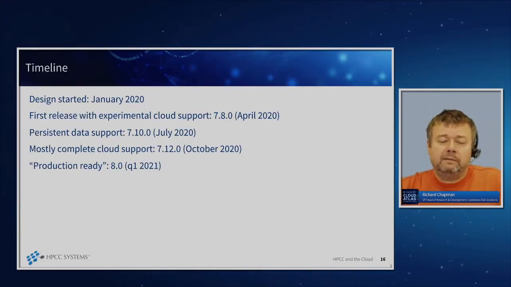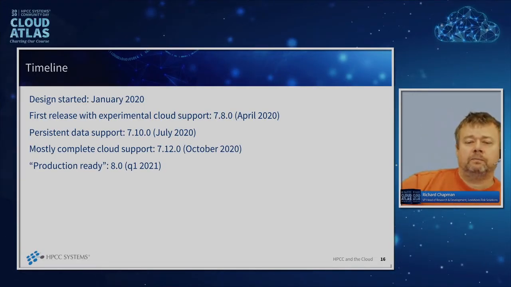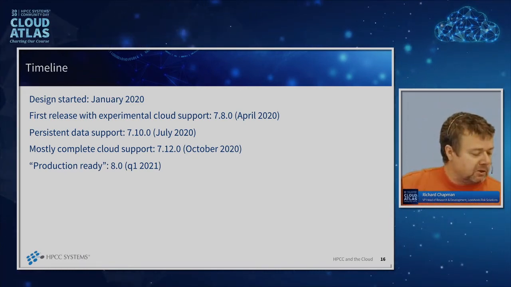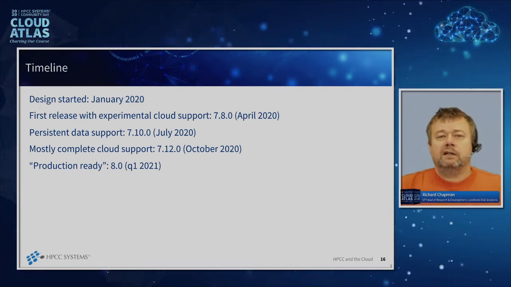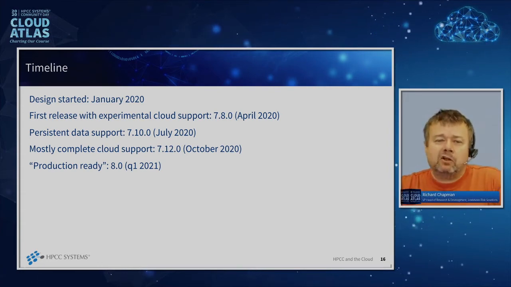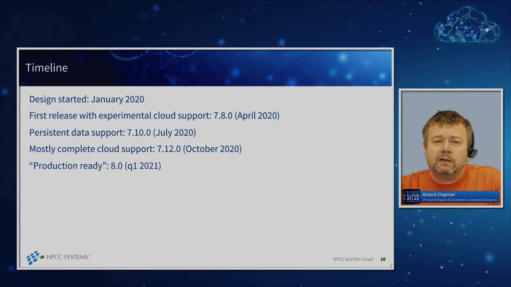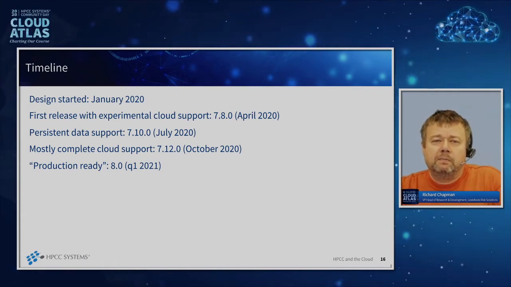So that's the plan. How far have we got? As mentioned previously, the design and initial timeline were completed back in January. In April, release 7.8 had the first experimental Kubernetes support, including the ability to bring up a containerized system with all HPCC components, but without persistent storage.